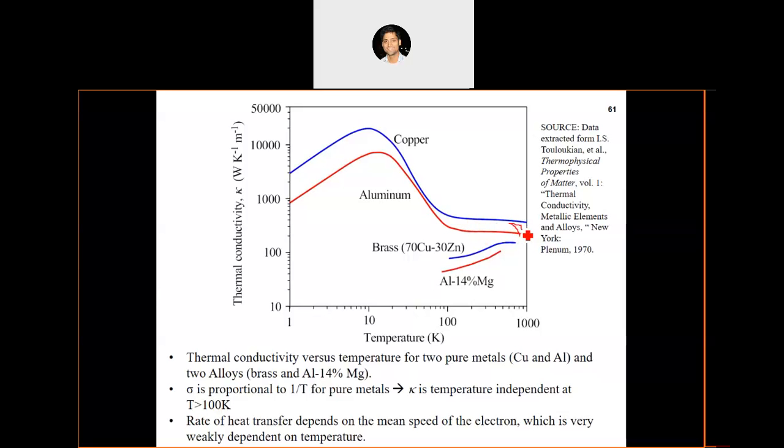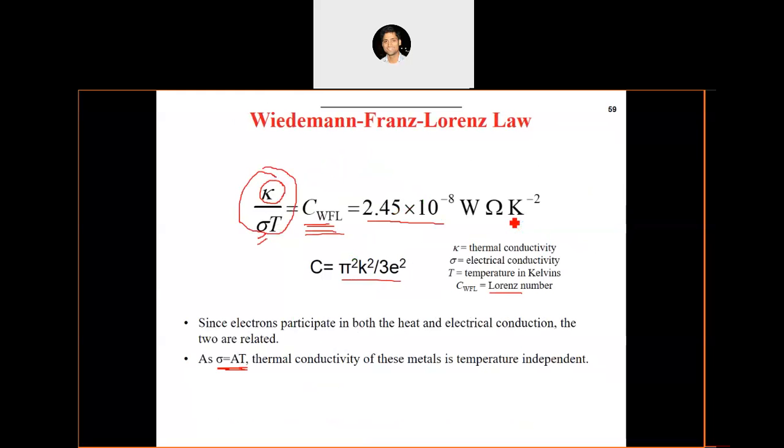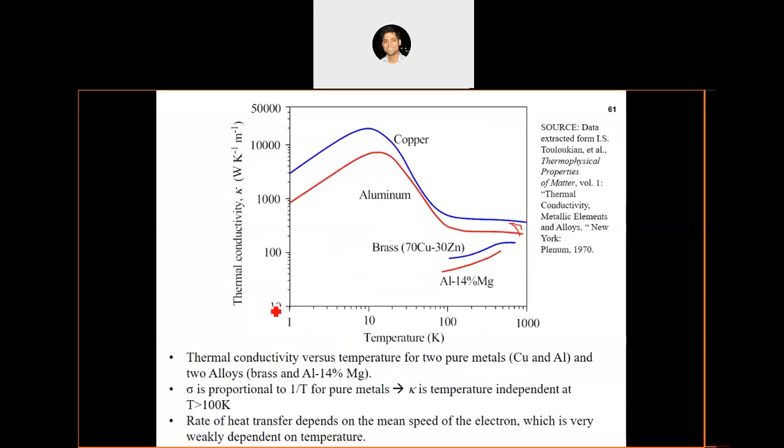Why is that happening? We know already that the thermal conductivity should be temperature independent because sigma is inversely proportional to the temperature. So above 100 Kelvin, this relationship is followed very well. But below 100 Kelvin, we saw in the case of electrical conductivity also that it does not follow this simple rule, sigma is proportional to 1 upon T. It is valid only above approximately 100 Kelvin.